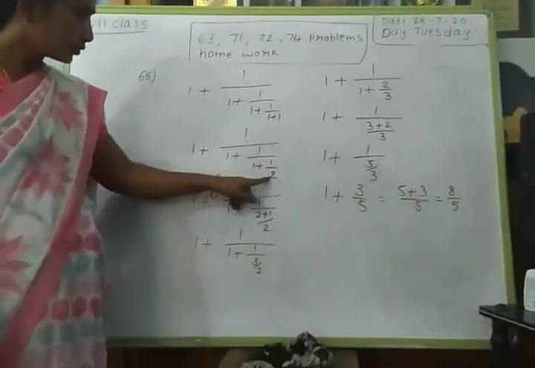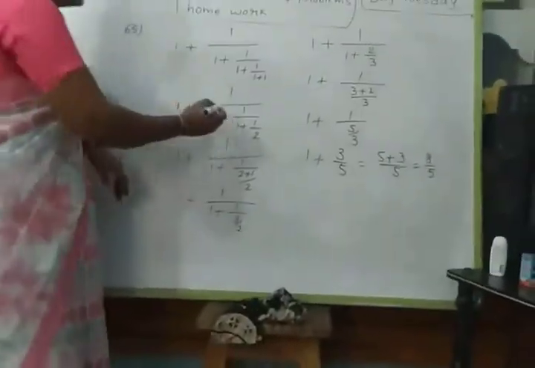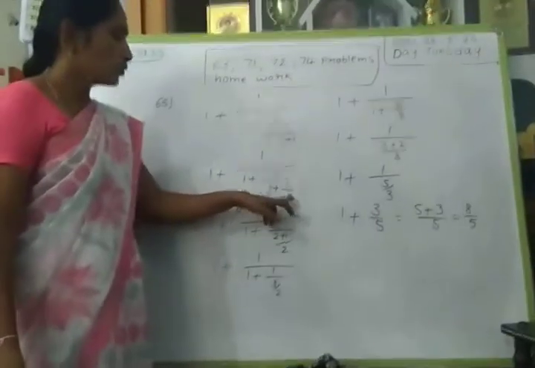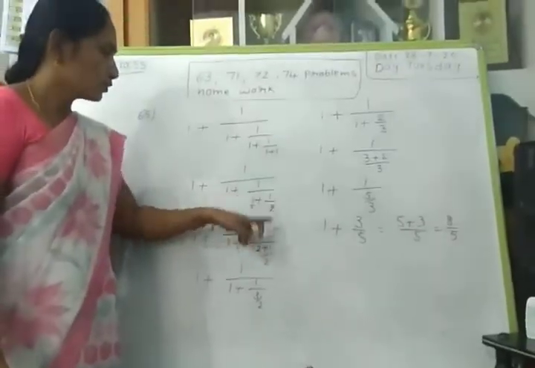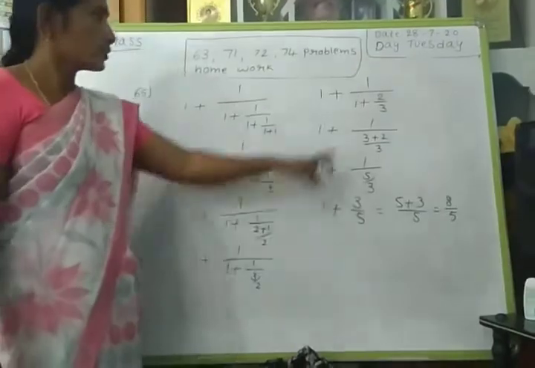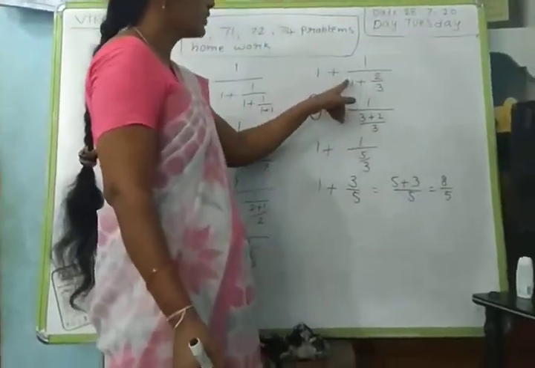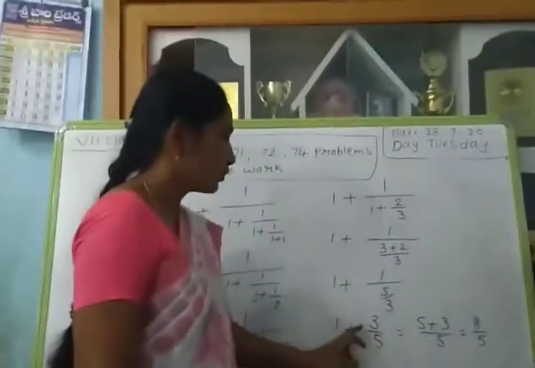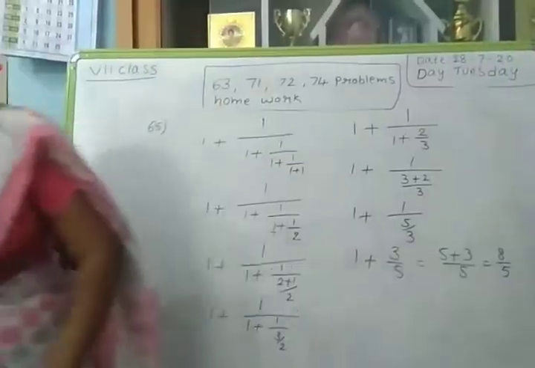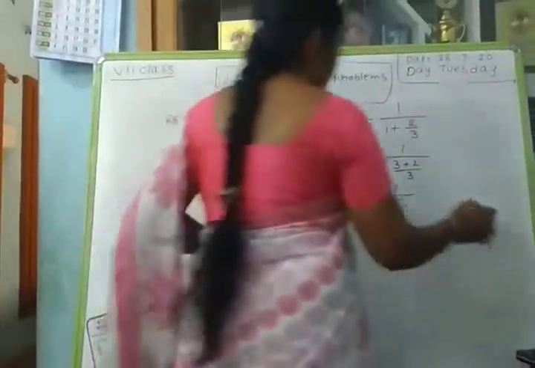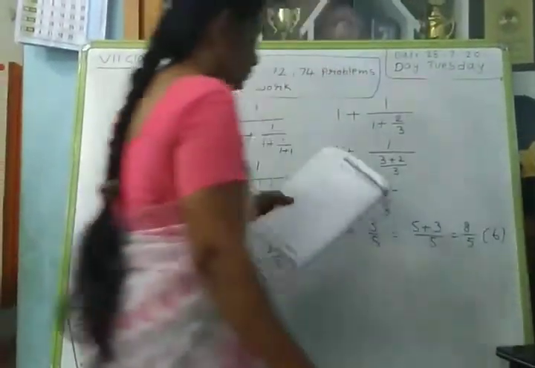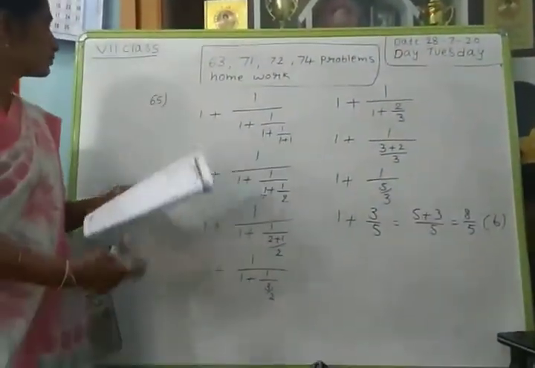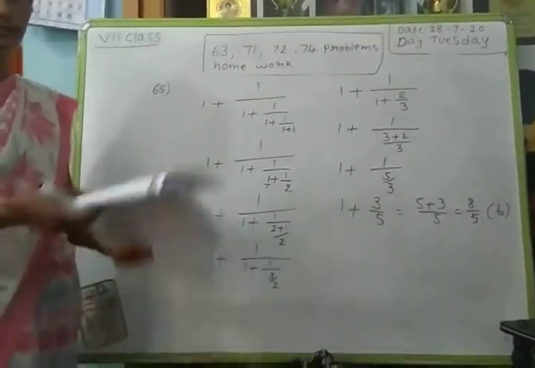Here 1 plus 1, 2. Again for this denominator LCM you will take 2. Here no denominator means 1 only now. So 2 ones are 2. So 2 ones are 2 plus 1. 3 by 2 reciprocal 2 by 3. Again here 3 LCM 3 ones are 3 plus 2, 5. 5 by 3 reciprocal 3 by 5. So what is the answer? 8 by 5. So option B. Option B is correct. So this is the 65th problem.